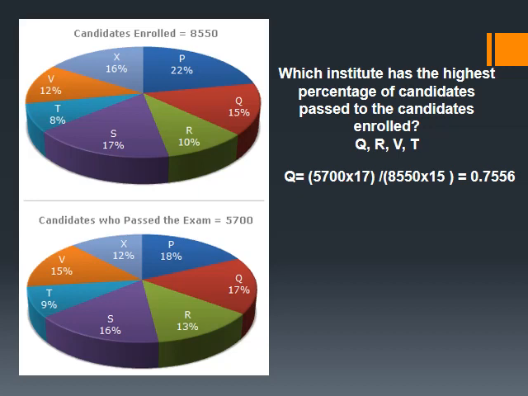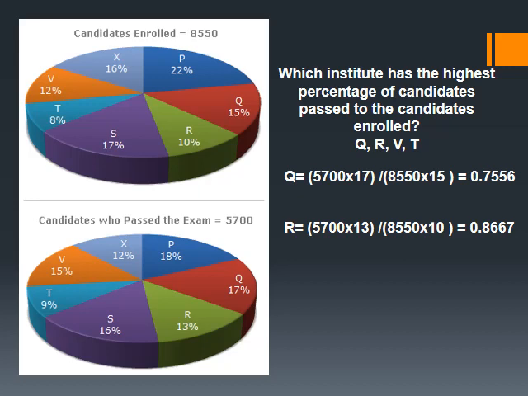So number of students passed out of number of students enrolled. If we multiply this by 100, we get a percentage, that will be 75.56. Or this number also can be used because whichever is the highest we have to look at. Now look at R.